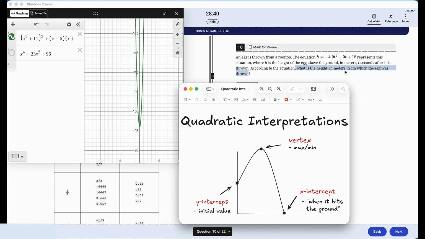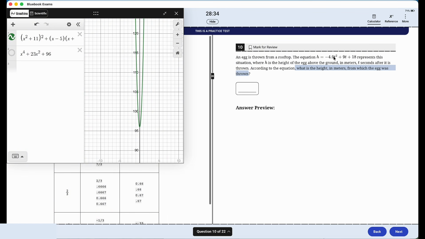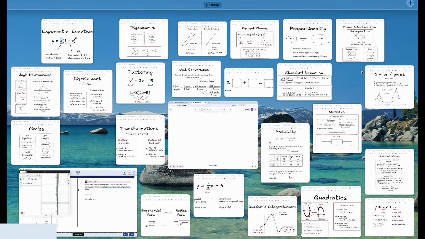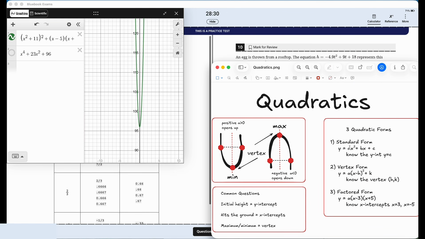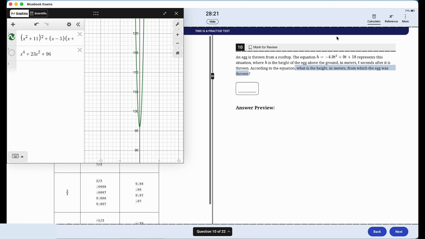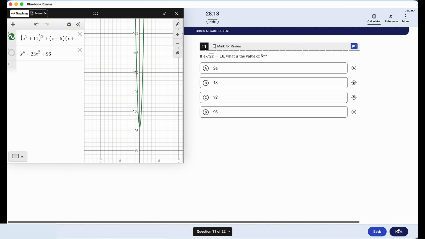So here it wants to know what was the height from which it was thrown. That's talking about the initial value. And so when a quadratic is in this form, this is our standard form. Let me pull up quadratics again. 3 forms you want to know. When it's in standard form, you know the y-intercept is just the c. So I know this is 18. But if you didn't know that, you could just plug this into Desmos and click on the y-intercept. But basically, based on that question, it's asking you to find the y-intercept. So make sure you know those 3 common questions that they'll ask you for interpretations.